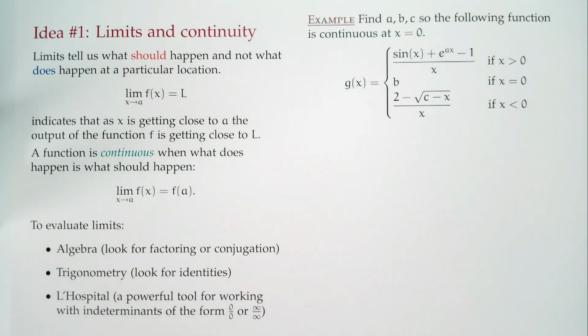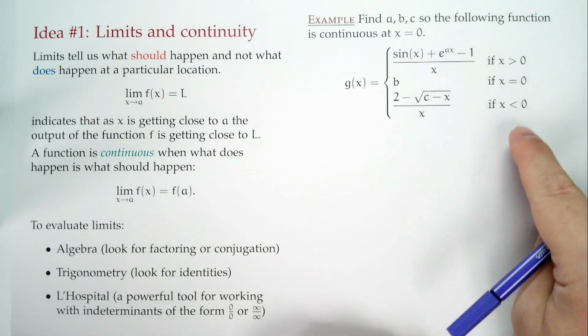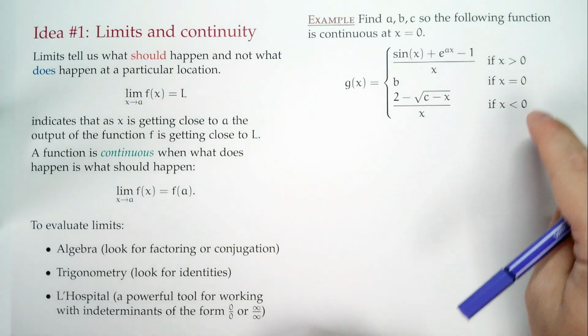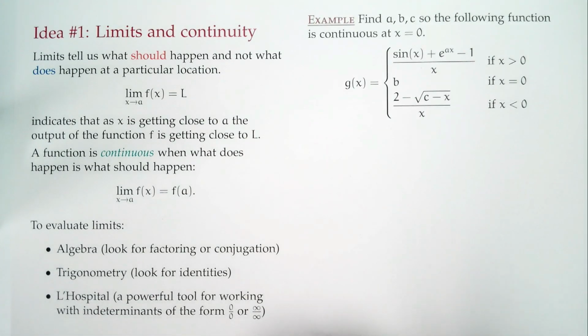So let's do an example that involves limits. Find a, b, c so the following function is continuous at x equals 0. So I have this function, g of x. You'll notice it's a piecewise function. In other words, we're breaking it up into three pieces. What happens above 0? What happens at 0? What happens below 0? Now, how do you work with piecewise functions? The answer is in pieces.